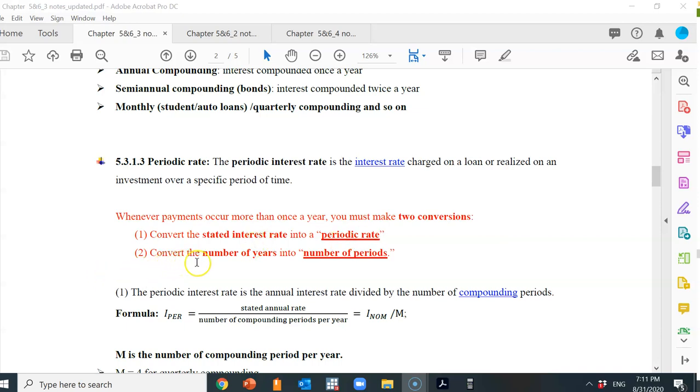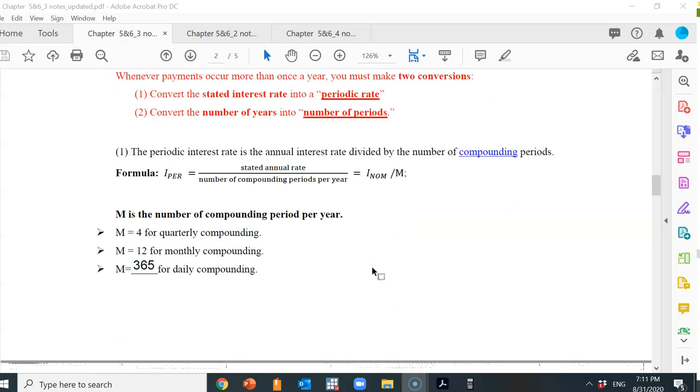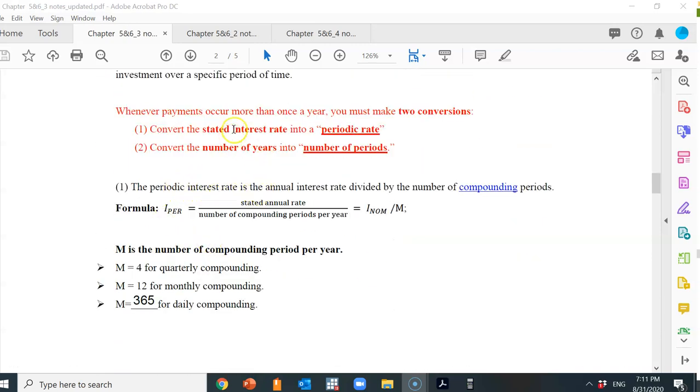Conversion 2, you need to convert the number of years into the number of periods, for example, number of months, number of quarters, depending on the compounding periods. In order to do the first conversion, to get the periodic interest rate, we use the annual nominal interest rate divided by the number of compounding periods. We use I-PER to stand for the periodic rate, which could be calculated by using the stated annual rate or nominal rate, I-NOM, divided by M.